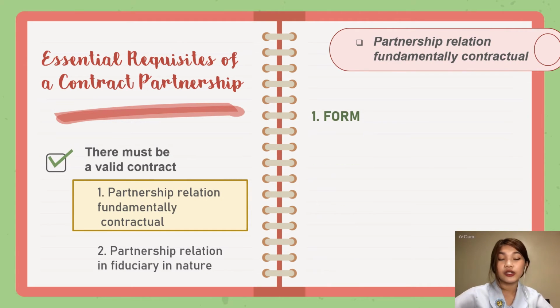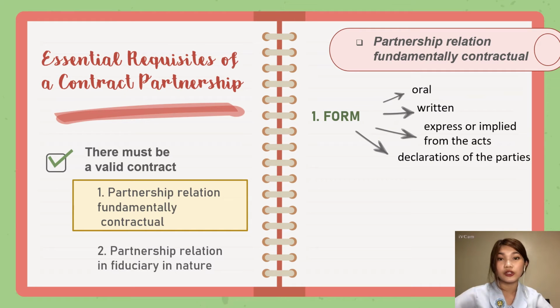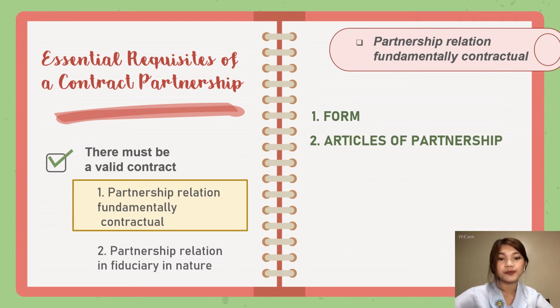The first one, the form: it could be done orally or in writing, expressed or implied from the acts and declarations of the parties. These are merely the consent of the parties upon the agreement of a contract. Next, we have the articles of partnership, which is a contract that forms the agreement among the business partners. It serves as the rule book of the partners, outlining the conditions under the contract.